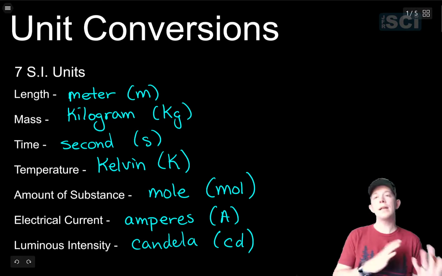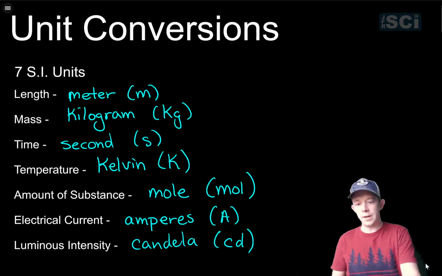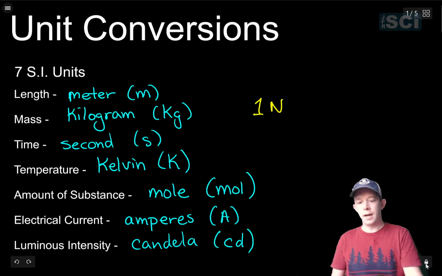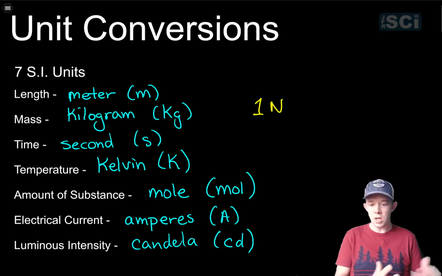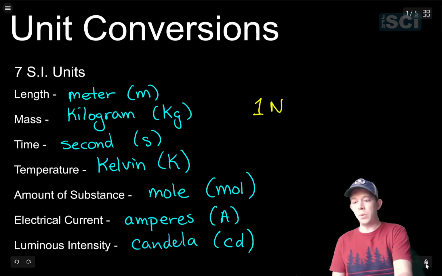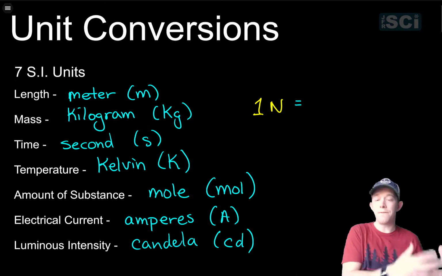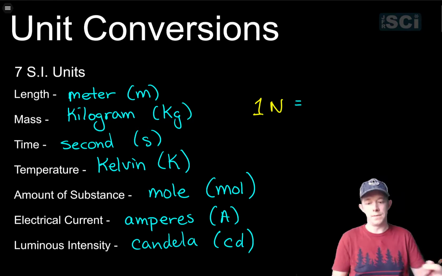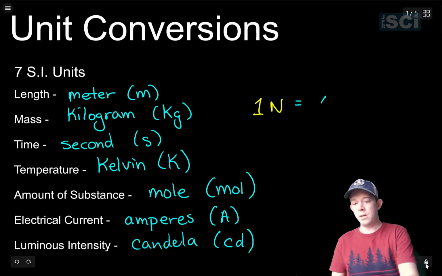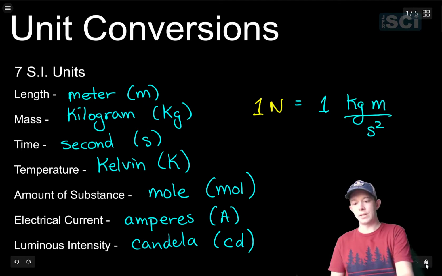Now, when we get into forces, we're going to define a unit known as a Newton. If I say 1 Newton, it's not one of these 7 SI units, but we can actually define what a Newton is based off of these SI units. 1 Newton is actually 1 kilogram multiplied by a meter divided by seconds squared.